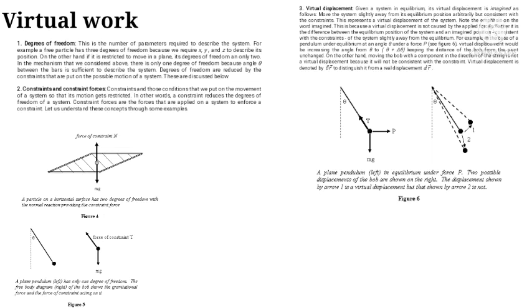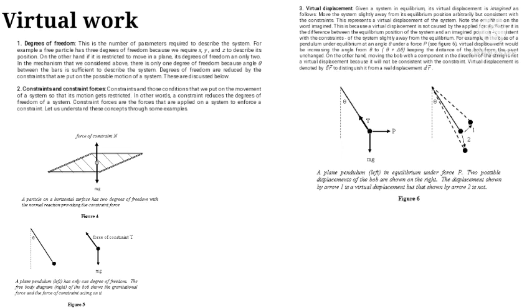Given the system in equilibrium, the virtual displacement is imagined as follows. Move the system slightly away from the equilibrium position, arbitrary but consistent with the constraints, and this represents the virtual displacement of the system. Note the emphasis on the word imagination. This is because the virtual displacement is not caused by the applied force.